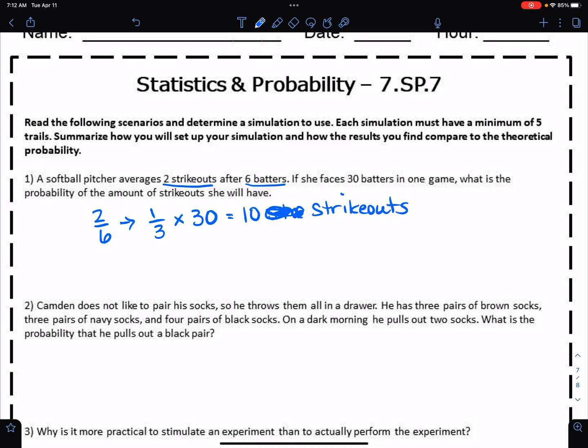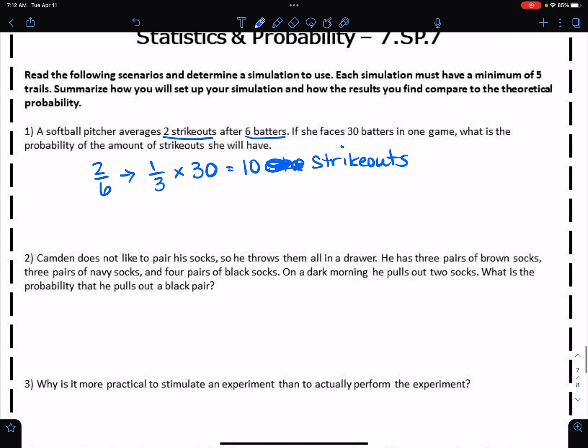These are application problems. Number 2 is a little different, so I'm going to explain it the best I can. Camden does not like to pair his socks, so he throws them all in a drawer. He has 3 pairs of brown socks, which means he has a total of 6 brown. 3 pairs of navy socks, which means he has 6 navy socks. And 4 pairs of black socks, which means he has 8 black socks. So he has a total of 6 plus 6 plus 8 socks.